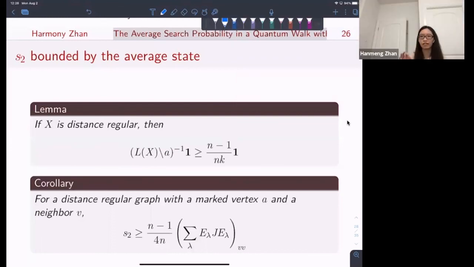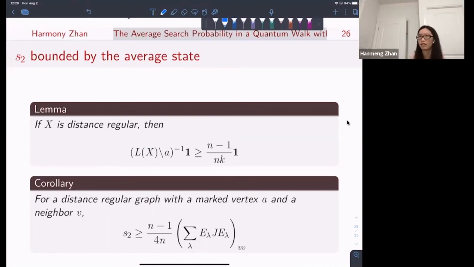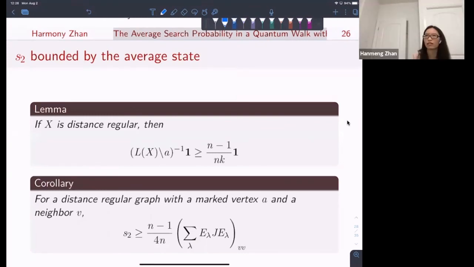But you're just deleting one vertex, right? Yes, then you delete one vertex from that matrix. But it would seem likely that instead of the Laplacian, you would get the normalized Laplacian, because it's the normalized Laplacian that governs classical continuous walks on the graph. I see.